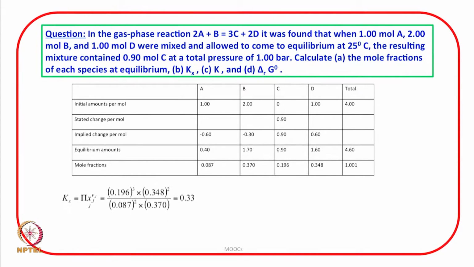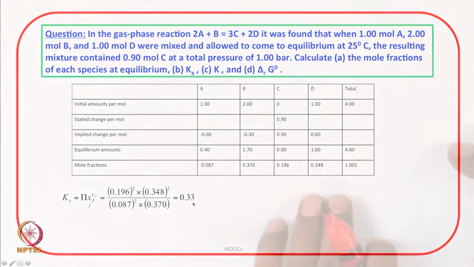and immediately we can calculate Kx. Kx will be equal to mole fraction of C raised to the power 3 into mole fraction of D raised to the power 2 divided by mole fraction of A square into mole fraction of B. And once you substitute these numbers, we get a value of 0.33. Kx we have been able to get 0.33.